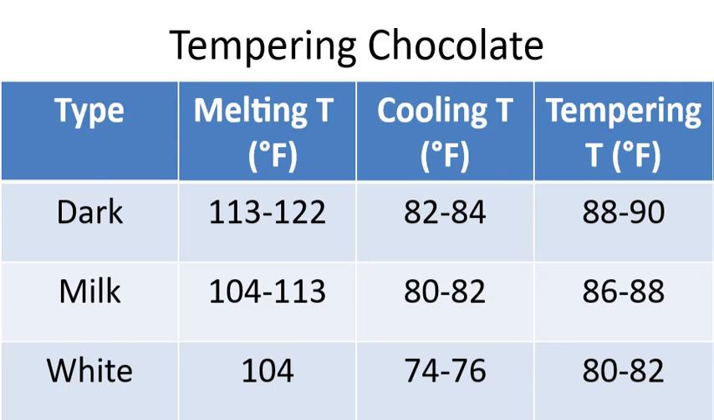For example, milk chocolate will need to be cooled initially to between 80 and 82 degrees Fahrenheit, then heated to between 86 and 88 degrees Fahrenheit, before finally being cooled to room temperature. That is, the less stable crystal structures will melt at temperatures below 88 degrees Fahrenheit, whereas the 2 more stable crystal structures won't be melted until 104 to 113 degrees Fahrenheit.